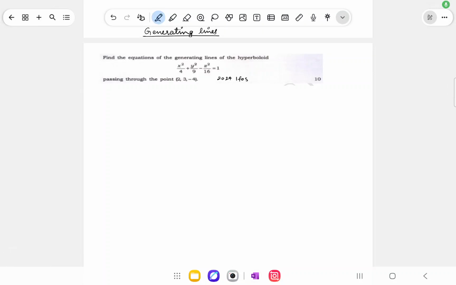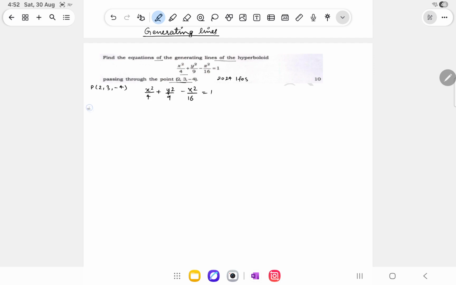So today let's discuss questions of generating lines. Question 1 says: find the equation of generating lines of this hyperboloid which is passing via this given point. The given point P is (2, 3, -4), and the given equation of hyperboloid is x²/4 + y²/9 - z²/16 = 1.